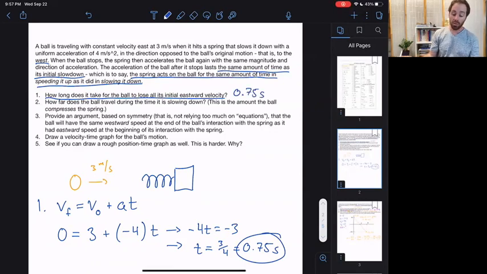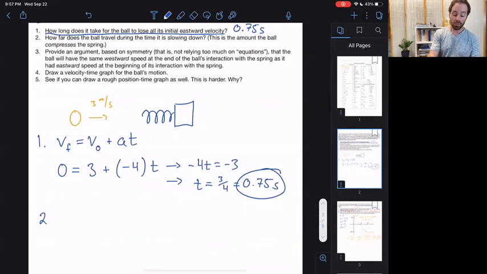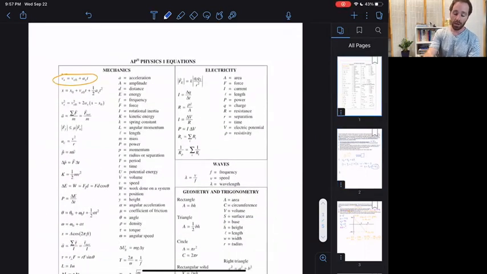How far does the ball travel during the time it is slowing down? This is the amount the ball compresses the spring. This also can be solved using the same equation that we did before. I'm wondering if we can use a different one, though, because it would be nice to see how another equation works. Let's see about using, maybe we can use this one.